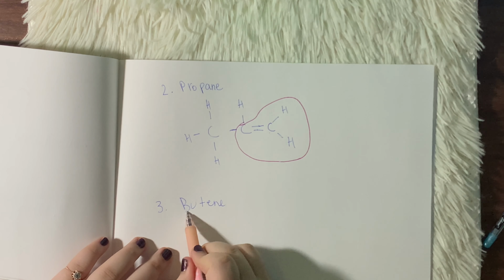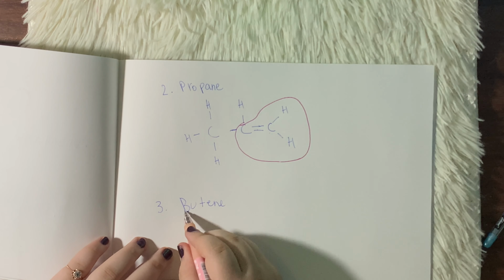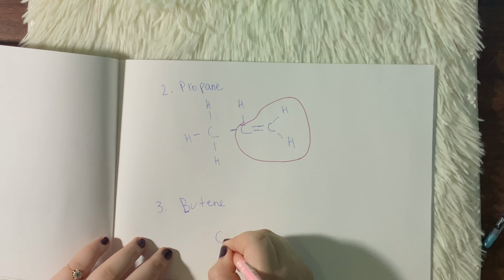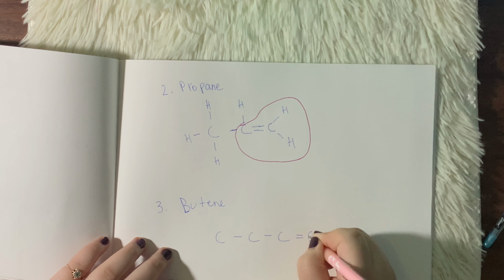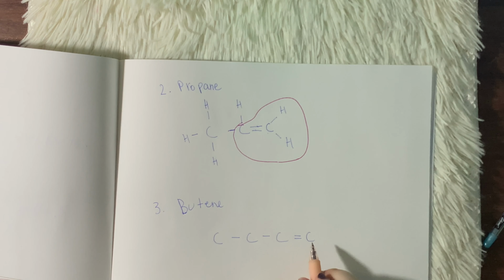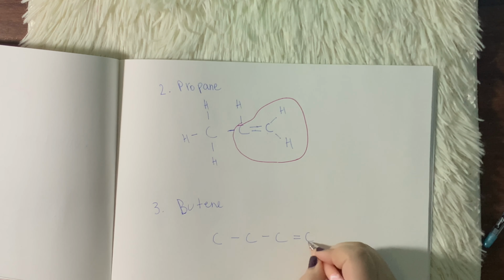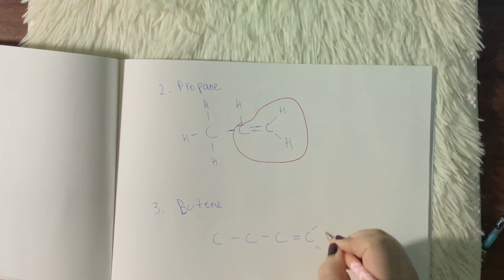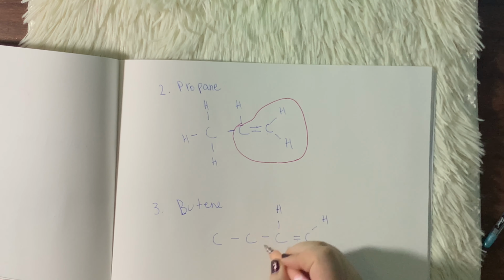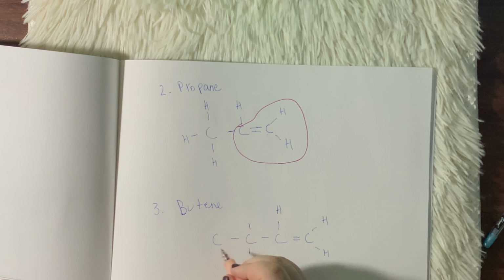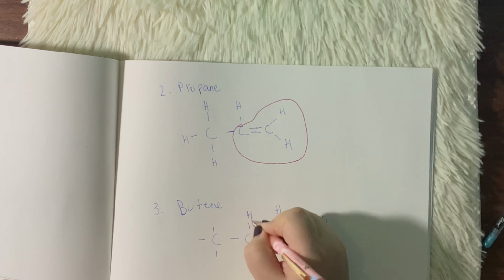Now we know B means 4. Always remember, B is 4. So 1, 2, 3, and then a double bond with the 4th carbon atom, because we know that all alkenes have at least 1 double bond between 2 carbon atoms. And we know that each carbon atom has 4 bonds. Now we just fill it in.